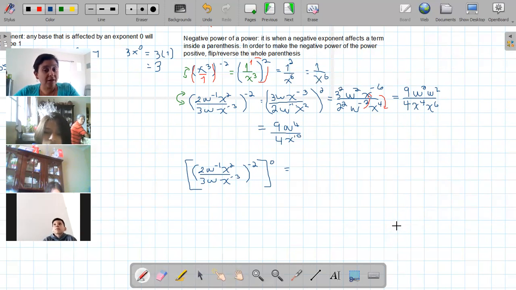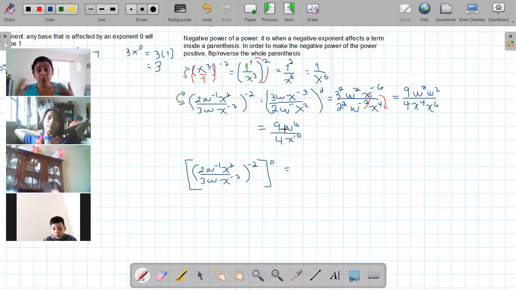So my final answer is 9w to the 4th power over 4x to the 10th power. 9 and 4 cannot be simplified. W and x cannot be simplified because they're different variables. That is the simplest form of that variable expression. Do we get it?